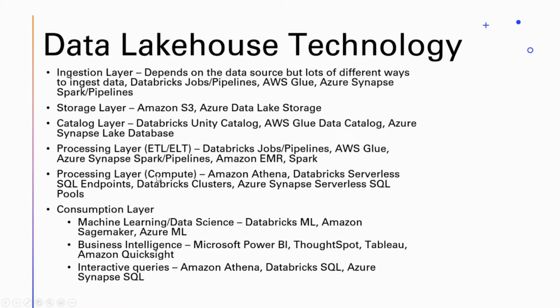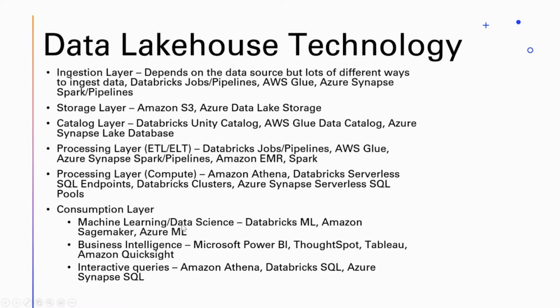And then you've got the compute processing layer. So this is things like Amazon Athena, your Databricks serverless SQL endpoints, your Databricks clusters, Azure Synapse, serverless SQL pools. And finally, you've got your consumption layer, and the consumption layer would connect to some of these compute clusters.